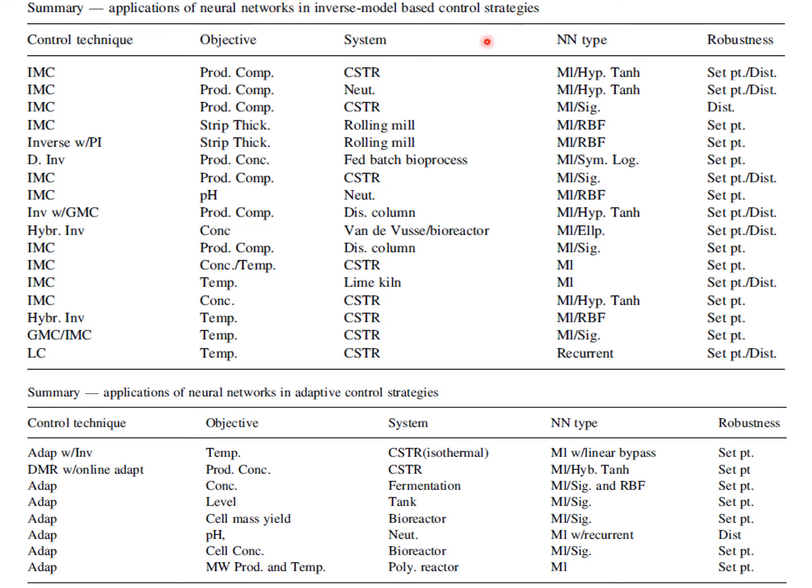Okay, in inverse model control, again, you can use the IMC or the direct inverse for different composition, temperature, different systems, different types of neural network, and different robustness. It has been used extensively in all this, mainly in simulation, as I told you. Again, it has also been used in adaptive control strategies. Yes, again, also in simulation, we have different types of adaptive, online adaptation. As you're running it, you adapt the neural network model for product consumption, for CSTR, fermentation, and so on. And different types of neural network, different models.